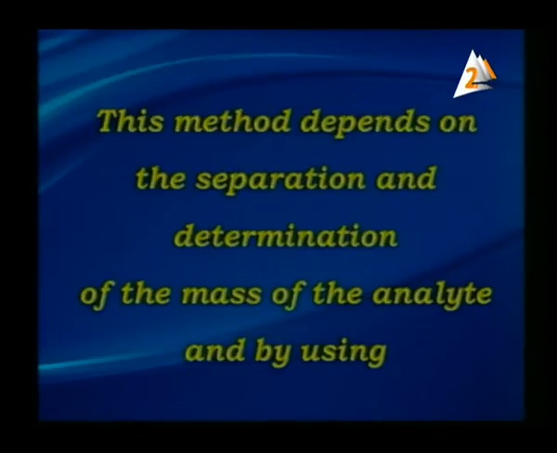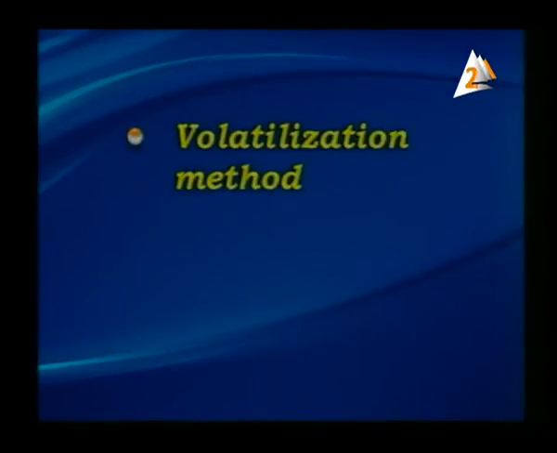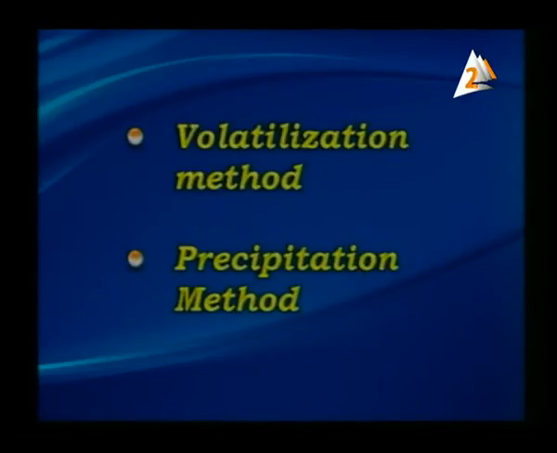This method depends on the separation and determination of the mass of the analyte, and by using what? By using chemical calculation, the quantity of analyte can be measured. Two approaches are used for analyte separation. Take care, two approaches: volatilization methods and precipitation methods.